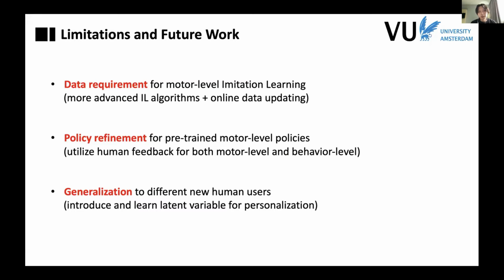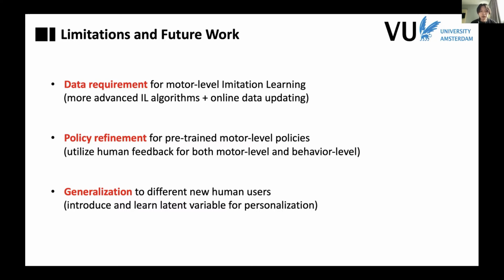We are going to use more advanced IRL algorithms to improve the data efficiency and also combine with some online data updating to solve the problem. And also for now, we don't really have the policy refinement for the motor level. So for the next step, we are also trying to utilize the human feedback for both the motor level and the behavior level. And finally, we hope that our framework can be generalized to different human users.